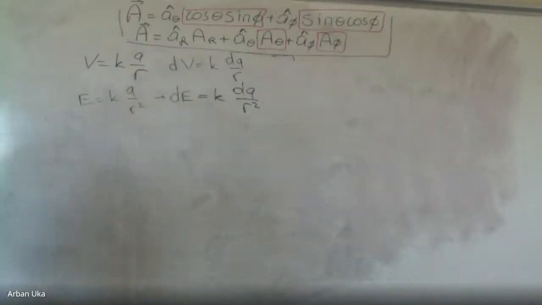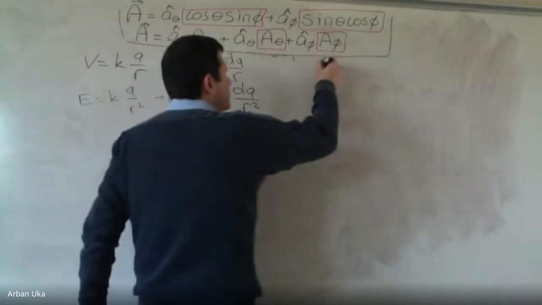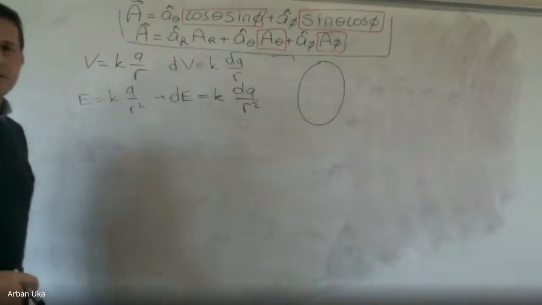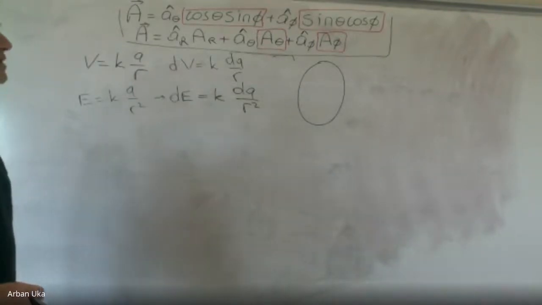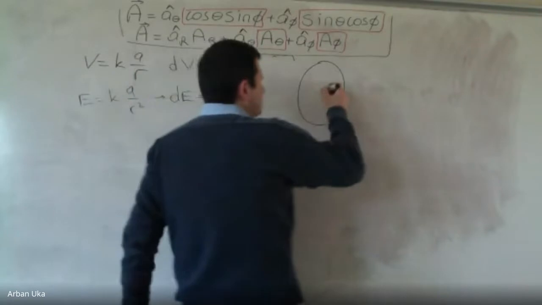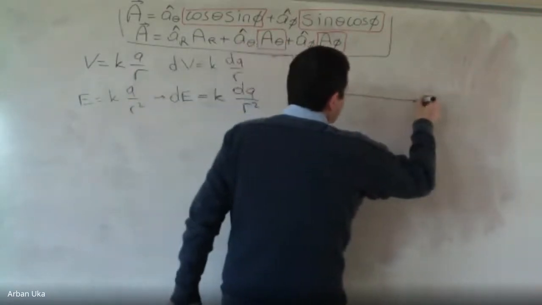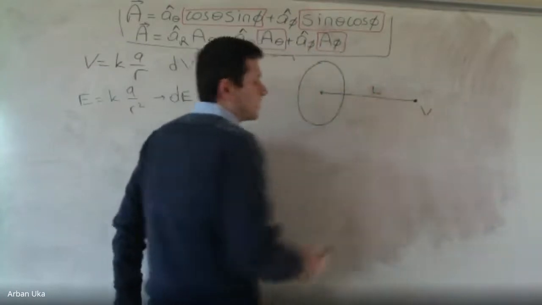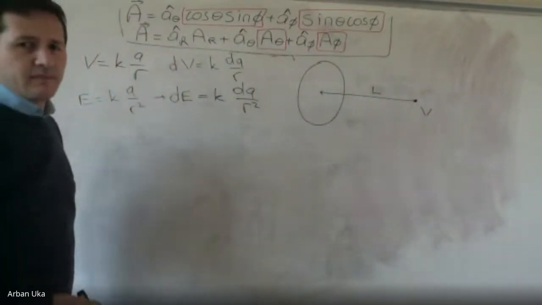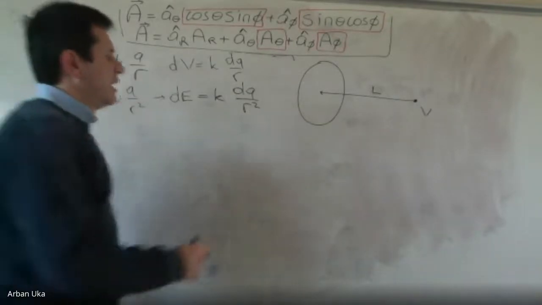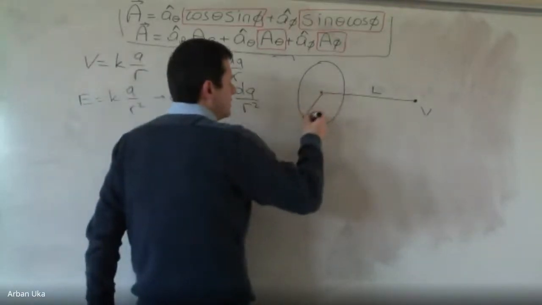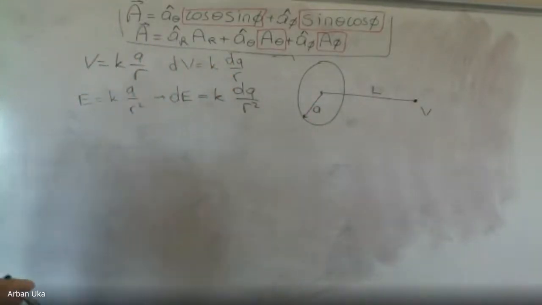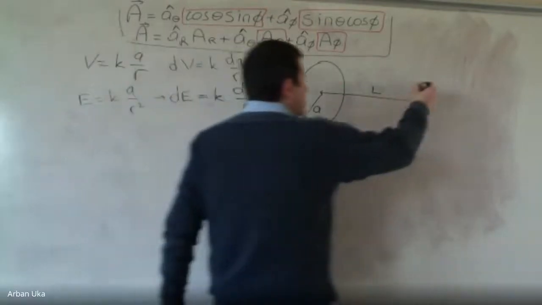So let's have a look at an example. Let's assume that we have a ring, which is just empty inside and has some charge density. We want to know the potential at some point P at a distance L, where L is in meters. And let's have the radius here as a. We want to know what the potential is at point P right here.